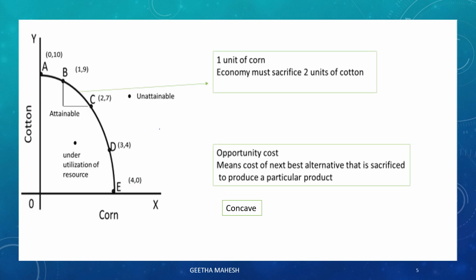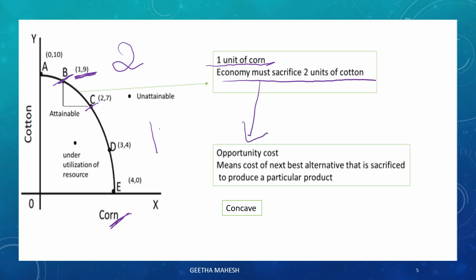Let us understand a few more concepts with the help of the production possibility curve. An economy was producing combination B, that is 1 unit of corn and 9 units of cotton. Now the economy wants to move from combination B to C in order to have one more additional unit of corn. In that situation, it has to give up 2 units of cotton. That means to have 1 unit of corn, the economy must sacrifice 2 units of cotton.